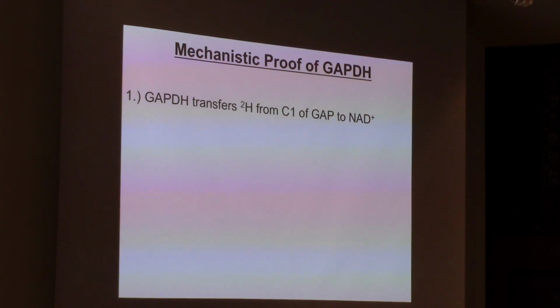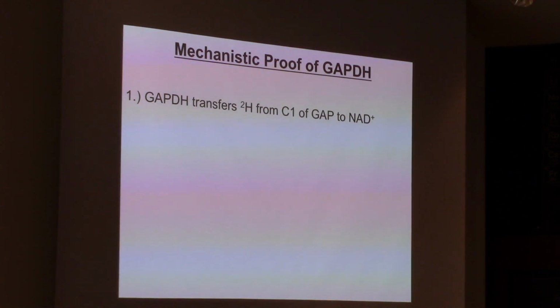A couple of these points are going to be old news. I've already told you that GAPDH transfers a deuterium, an H superscript 2, from the C1 of GAP to NAD+. One thing you should think about, and you should know how to do now, so try this as an exercise at home for fun, is where would you put the deuterium on glucose to get it at the C1 position of the glyceraldehyde 3-phosphate? We now know how to do that. If you have a deuterium there, then you can transfer that to NAD+, as I've shown you.